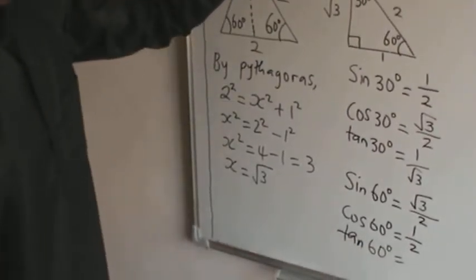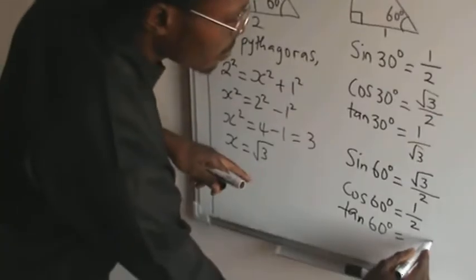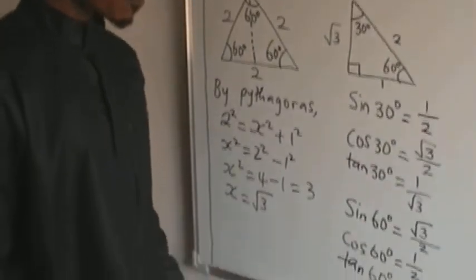Alright? Then tan 60 degrees. Tan is given by the opposite side over the adjacent side. The opposite side is root 3. Adjacent side is what? 1. So we have root 3.